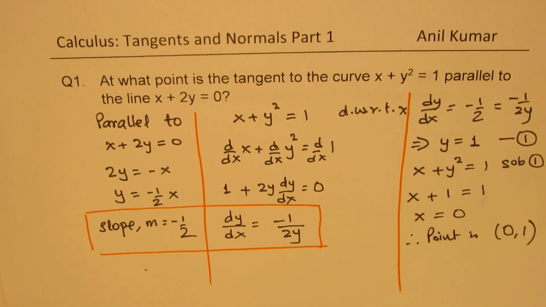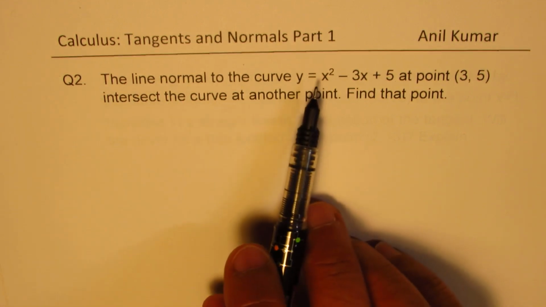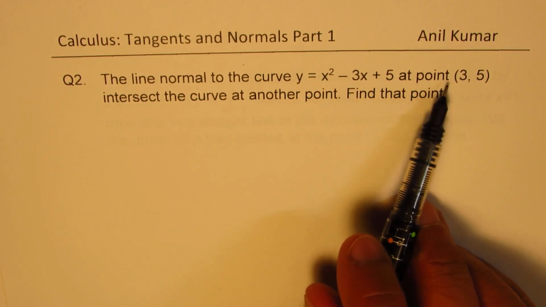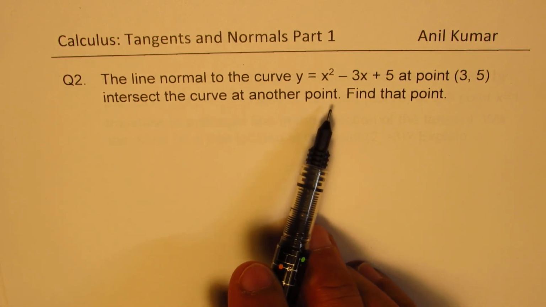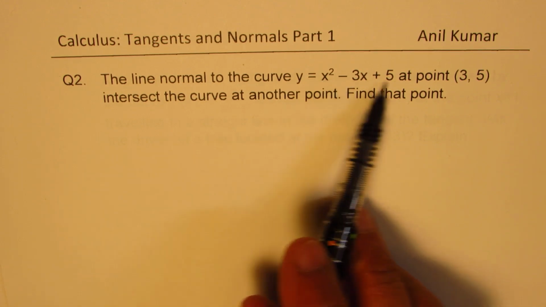That is how we are going to solve this particular question. I hope all the steps are absolutely clear. Now let's take question number 2, which is: the line normal to the curve y = x² - 3x + 5 at point (3, 5) intersects the curve at another point. Find that point. So basically this is a parabola.